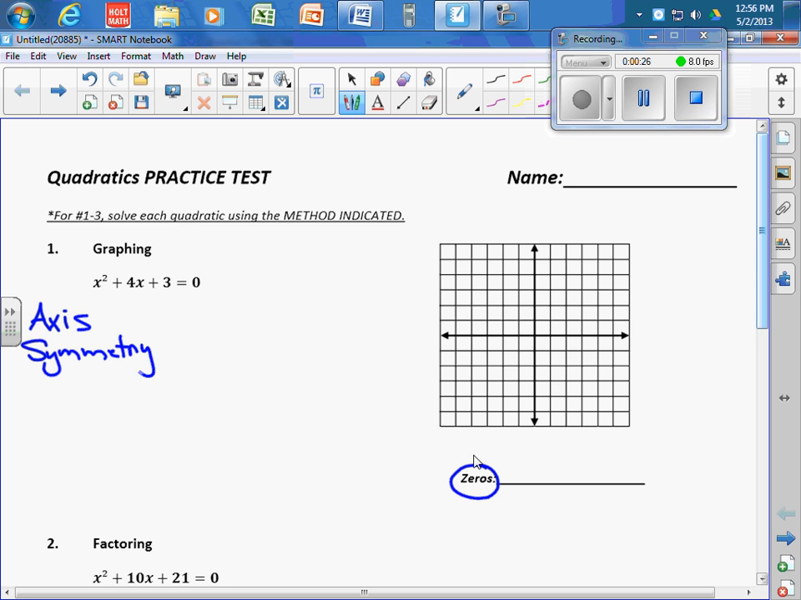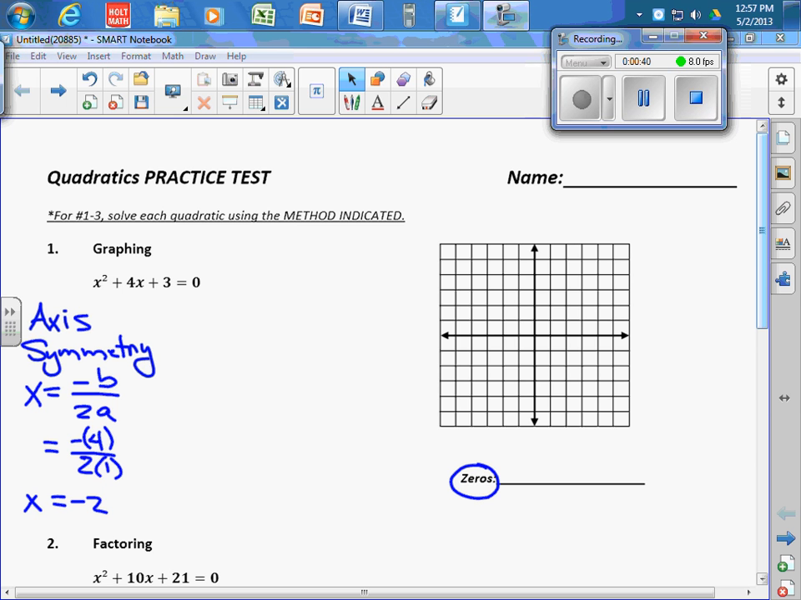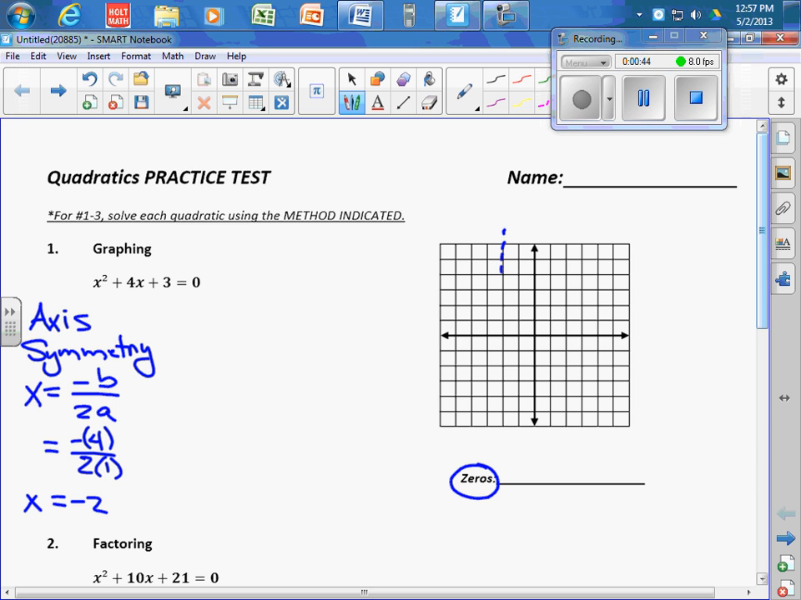Well, how do you find the axis of symmetry? You plug in the numbers: x equals negative b over 2a. You're going to use that formula, plug in b and plug in a, and see what you get. You're going to get x equals negative 2 as the axis of symmetry. Here's that vertical line, x equals negative 2.